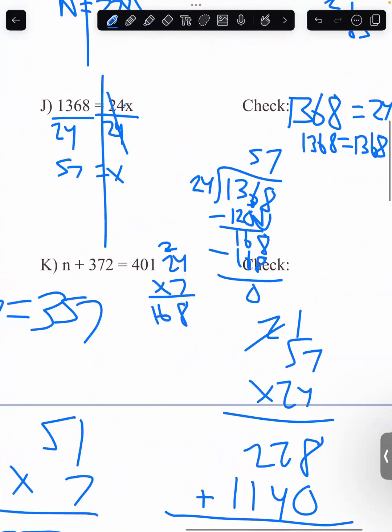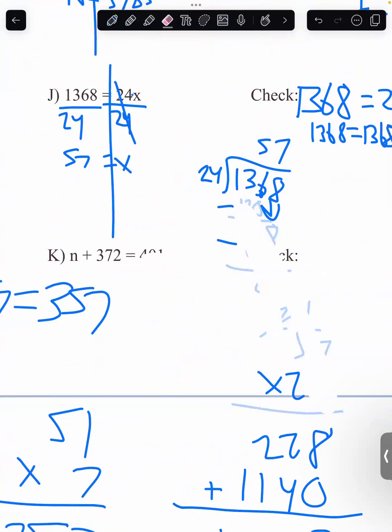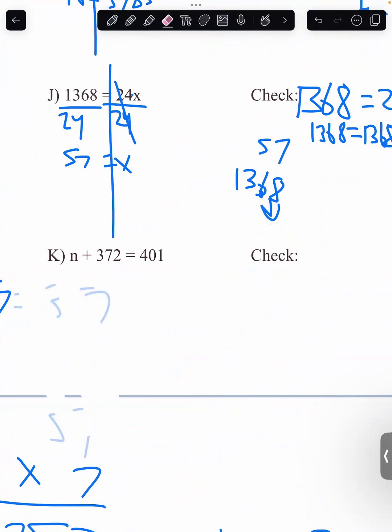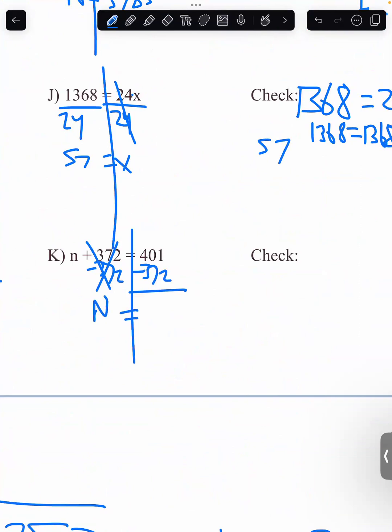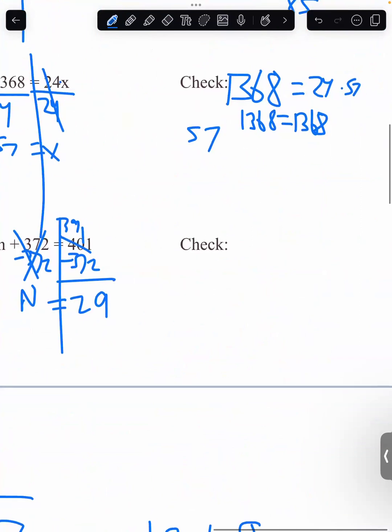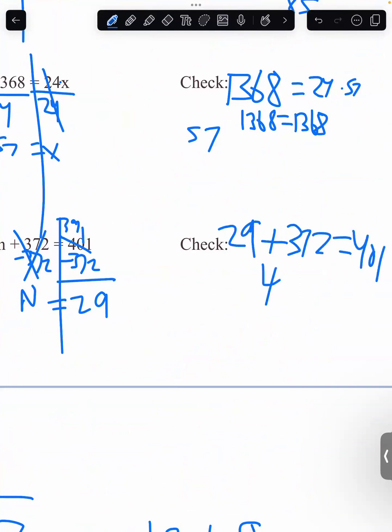All right, last one. And it's an easy one. So we have n plus 372 equals 401. Okay, minus 372. I forgot my equal sign there. Minus 372. Okay, so n equals, now let's see, 40, that's 39. 11 minus 2 is 9. So that's 29. So 29 plus 372 equals 401. And that is indeed 401.